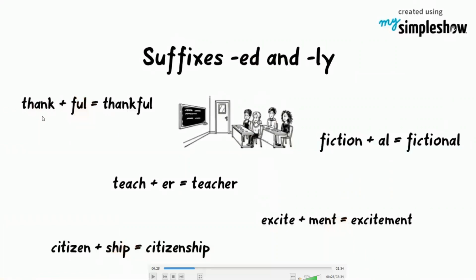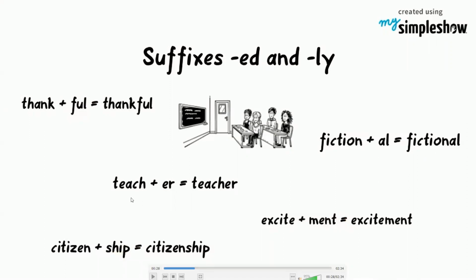Let's say that you have the verb thank. Couple it with the suffix ful and you form thankful, which is an adjective. I'm thankful that we have the Edmodo online platform for us to continue our schooling. Next one, you have the noun fiction. Add the suffix al and you would form the word fictional, which is an adjective. For example, I miss reading all these fictional books in the documentary center.